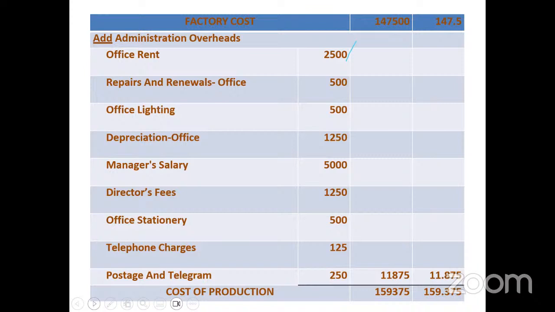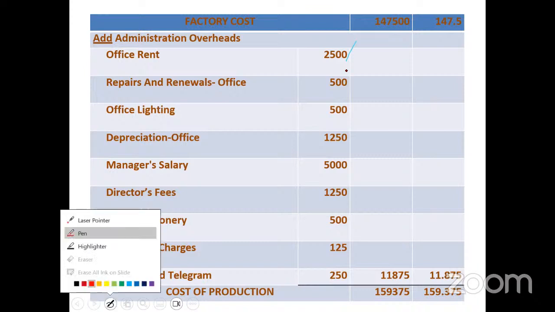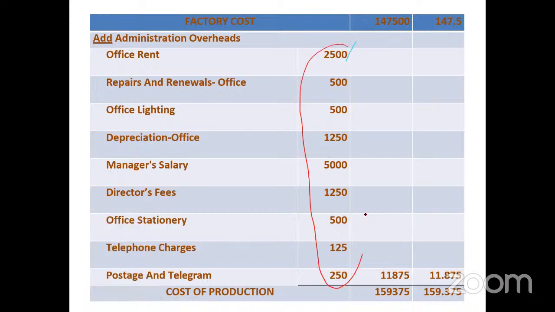What is the summation of office and administration overhead? 11,875. Are you getting? Yes, sir. So if you add all these, what is depreciation of office? All these, if you add all these up, what is the amount you are getting? 11,875. Isn't it? Yes.